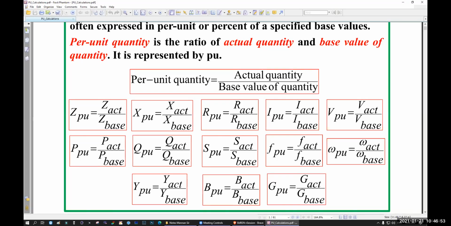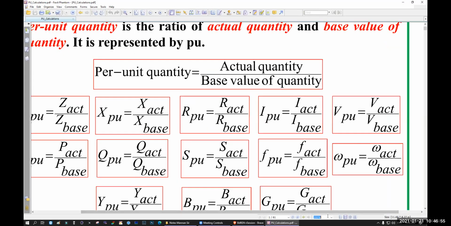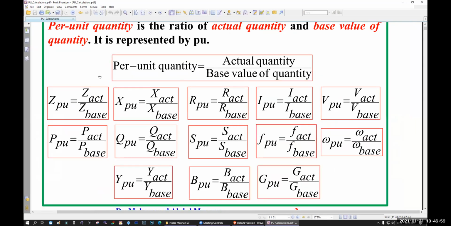So few formulas are already here. Okay, I'm going to make it 175. Okay, this one. So few formulas are already here. The main formula, that means the most important formula, is this one. Per unit means actual divided by base. Base means reference. Understood? Per unit is always actual divided by base, and this one does not have any unit.